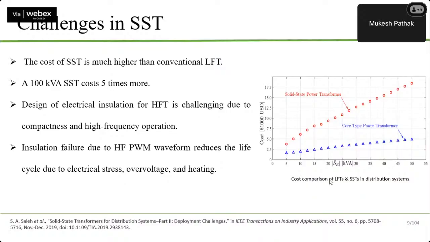As you can see in this figure, the cost of the low frequency transformer compared to the solid state transformer shows that the gap in cost becomes more and more as the kVA rating grows. You can see for 50 kVA, if the cost is 2.5, then for the solid state transformer this becomes about 17 or 18. So this is 6 times or 5 times more. That makes a lot of difference.